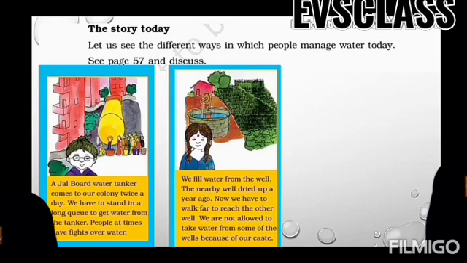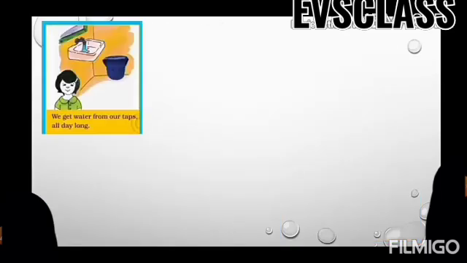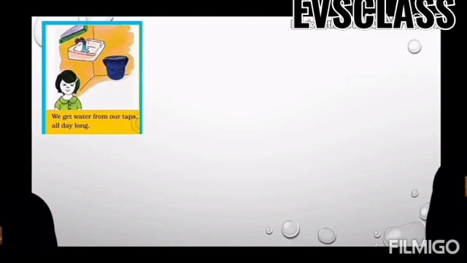Another child is saying that we get water at home for half an hour. See, students, there are different sources from which they are collecting water. We fill this in the tank to use all day. Sometimes it is dirty. Another child says that we get water from our taps all day long. Others are collecting water standing in long lines, and over there they are also fighting.